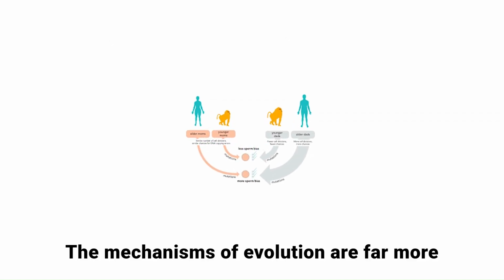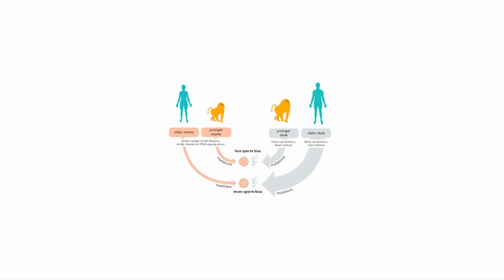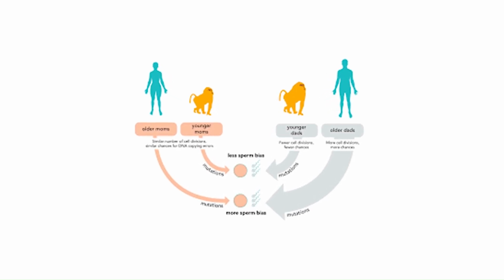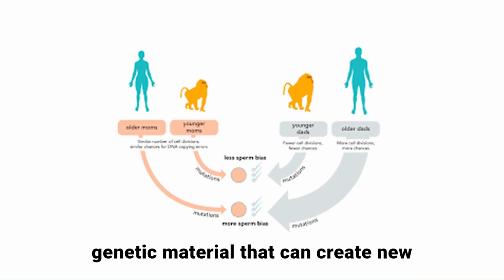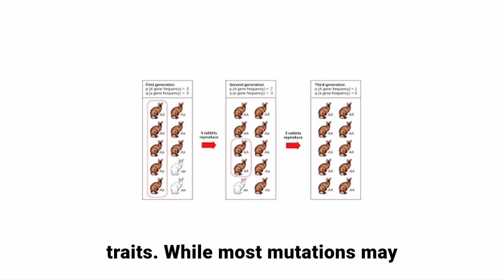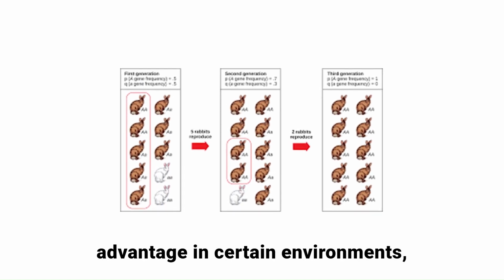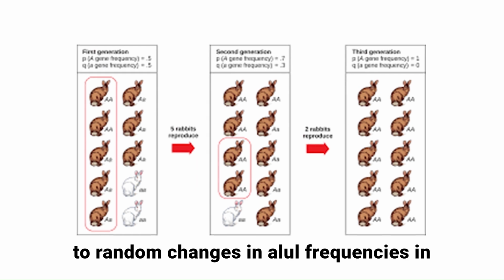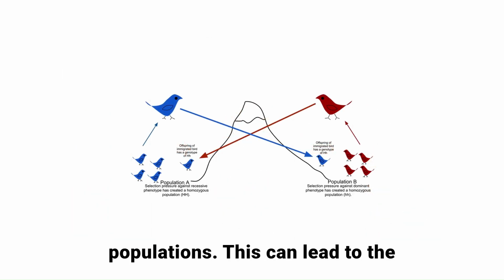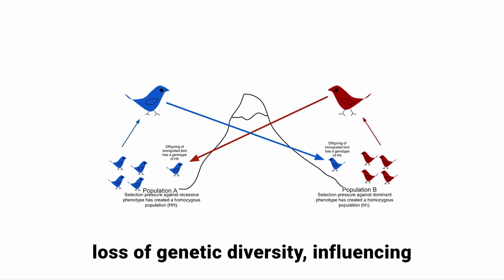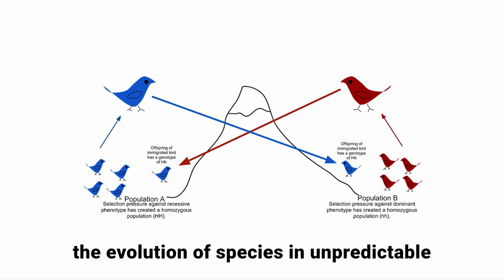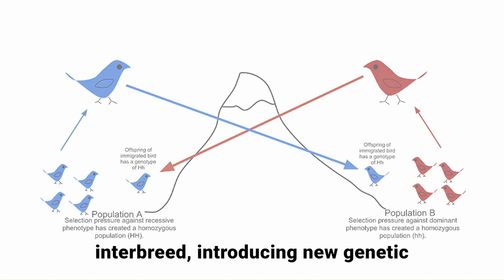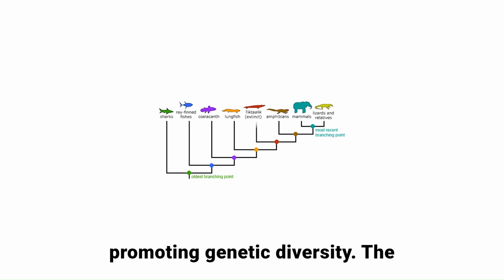The mechanisms of evolution are far more complex than simply natural selection. Mutations, genetic drift, and gene flow also play critical roles in shaping the evolution of species. Mutations are random changes in the genetic material that can create new traits. While most mutations may be neutral or harmful, some can offer an advantage in certain environments, becoming the foundation for future evolution. Genetic drift refers to random changes in allele frequencies in a population, especially in small populations. This can lead to the loss of genetic diversity, influencing the evolution of species in unpredictable ways. Gene flow occurs when individuals from different populations interbreed, introducing new genetic material into a population, further promoting genetic diversity.